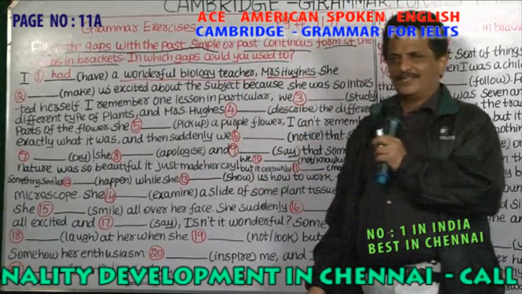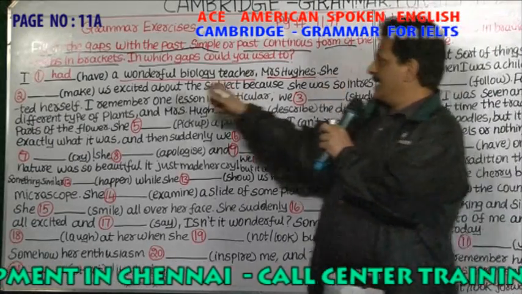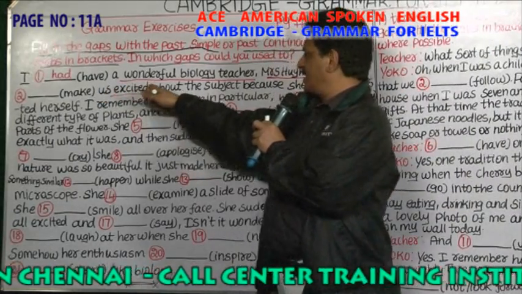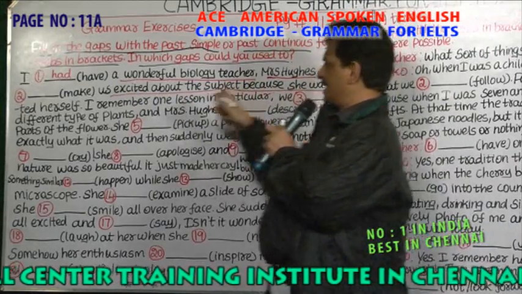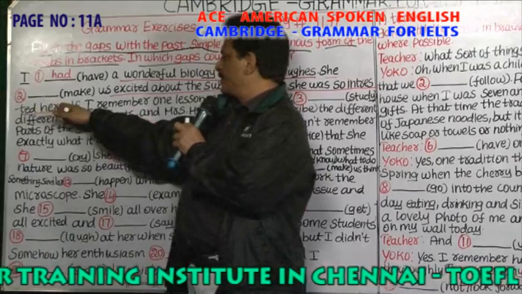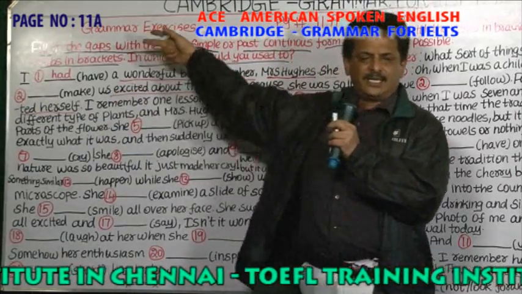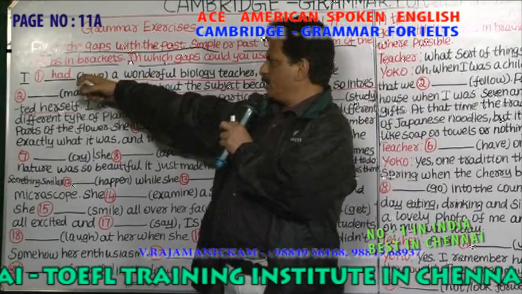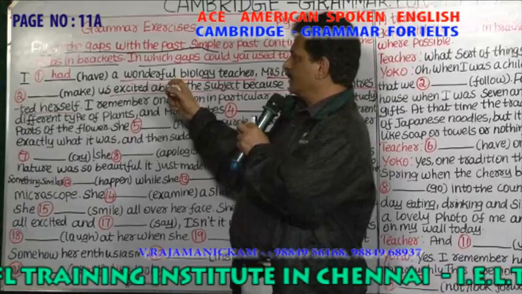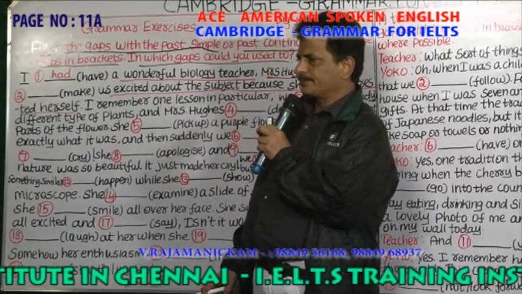She dash as excited about the subject because she was so interested herself. See here, so it is was excited. It's a past tense, right? So what should the gap be filled with? I have a wonderful biology teacher, or I had a biology teacher. Which is the correct answer?